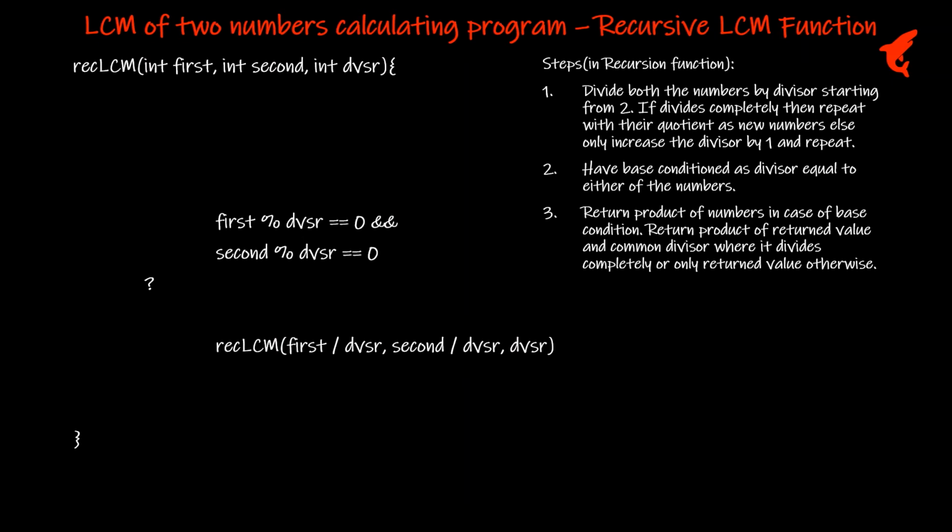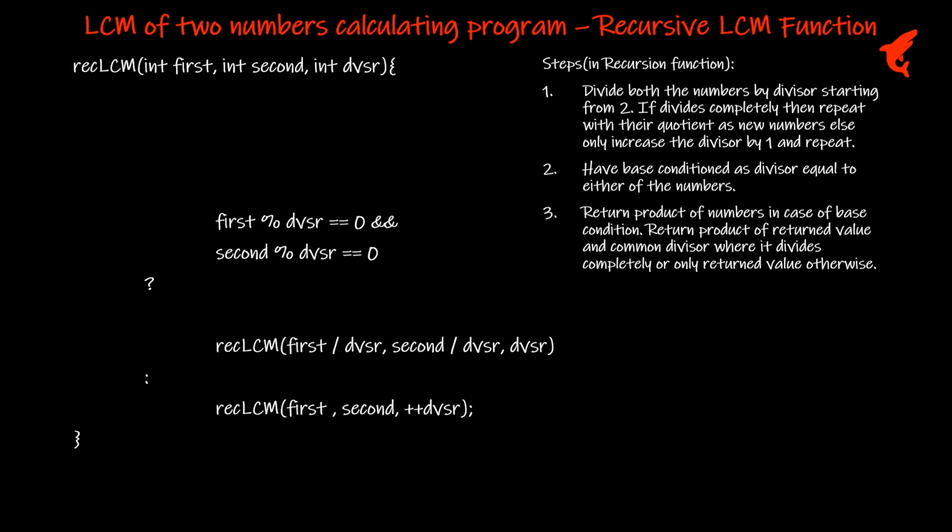But if this is not true, so the third expression of the conditional operator, in that case the rec LCM function is going to have the same values of first and second. Their values will not change, but the DVSR value will be increased by 1, right?